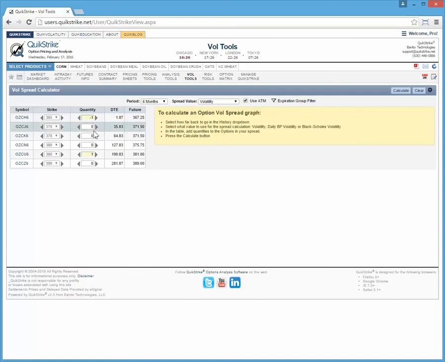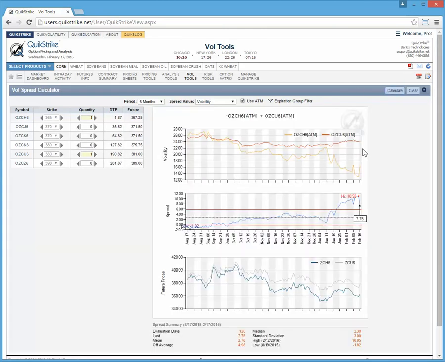Okay, so when you're done selecting your spread as part of the grid, you can hit the calculate button. And what you're going to see is the following. The top level chart is going to show you the line charts for each of the volatilities. In yellow, in this case, we have the March, and in red, we have the September.